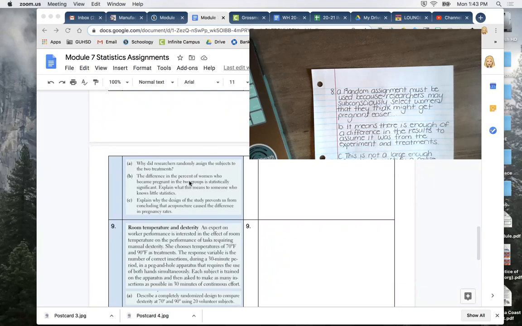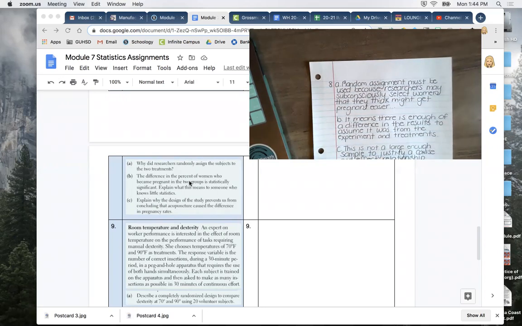Random assignment must be used because researchers may subconsciously select women that they think might get pregnant easier. More than likely, the people assigning the patients to groups are the fertility specialists themselves, and they might have prior knowledge about which women are going to have an easier time getting pregnant. Regardless of any study, we always randomly assign to take out any unconscious or subconscious bias that may happen.